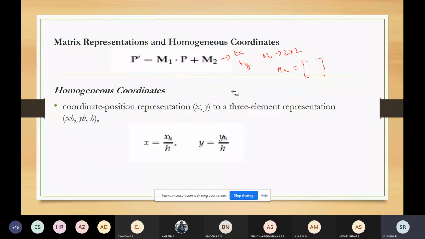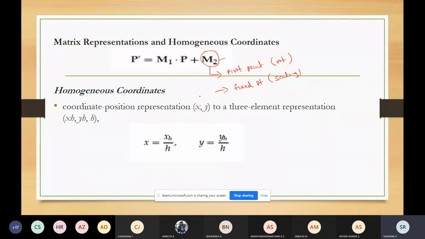When an operation like rotation or scaling is being performed, M2 will contain the terms associated with the pivot point when we are talking about rotation, or the fixed point when we are talking about scaling. So for rotation it will contain the values related to the pivot point, and when the operation is scaling, it will contain the values related to the fixed point.